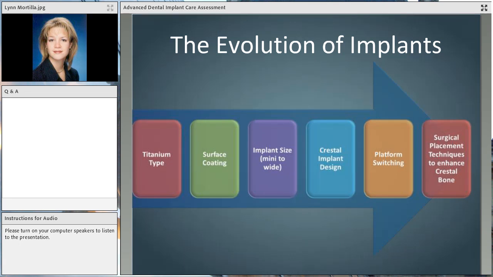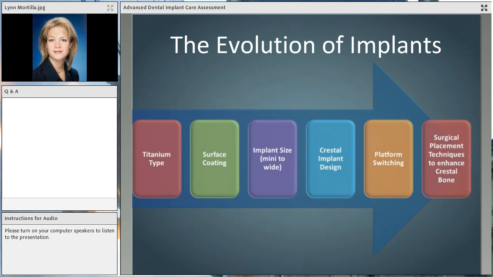If we look from a clinical perspective, from the clinician placing, restoring, maintaining implants, there are some really great evolutionary things that have happened that are really going to play into assessment, and they're going to play into maintenance. So I wanted to highlight those. The titanium type certainly has changed. We've been able to come up with better metals. Originally, we thought that pure titanium would be best, and then with trial and error and lots of research, we realized that titanium alloys are much stronger and much more applicable to chewing forces of the jaw.